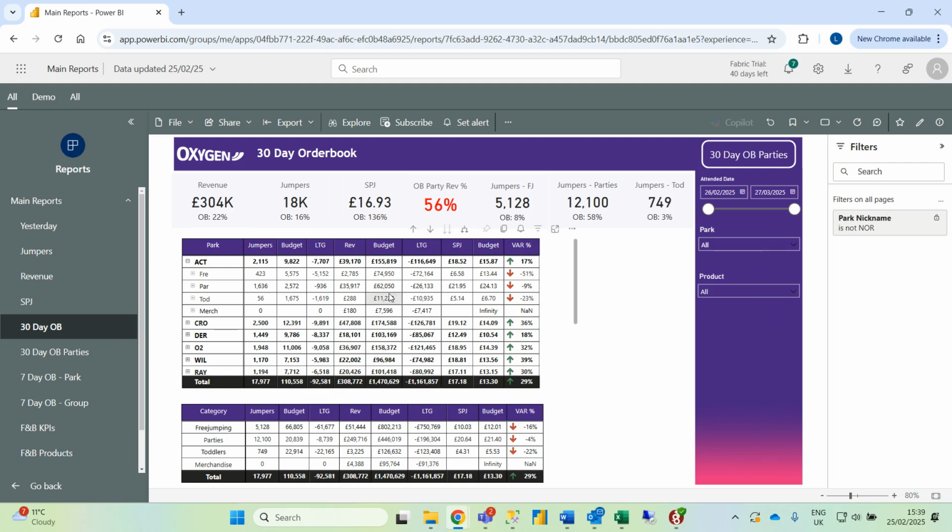So in the actual graph, we now have jumpers with the budget that is now left to go. And this is then followed by revenue and also spend per jumper and the variance of the spend per jumper. And this follows again with the group estate at the bottom.